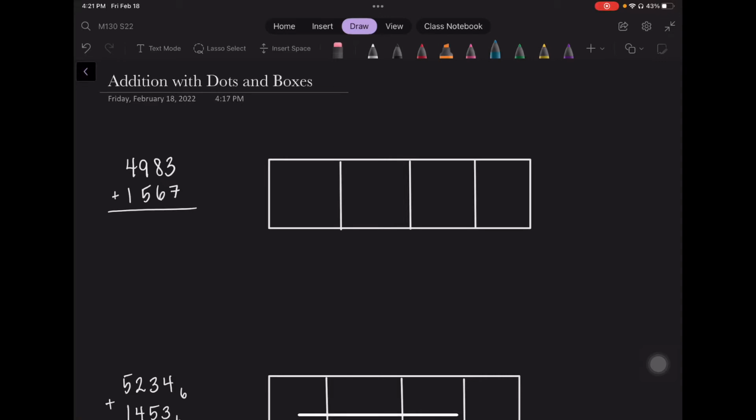Hi, in this video we're going to work on addition using the dots and boxes method. And I'm going to do an example with base 10 and then I'm going to use base 6.